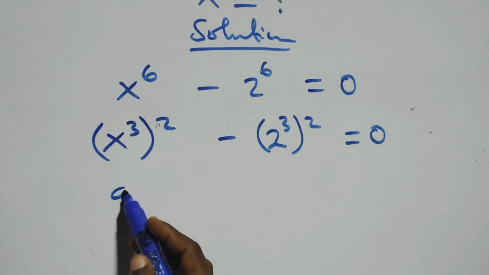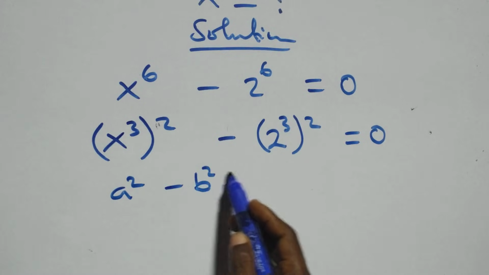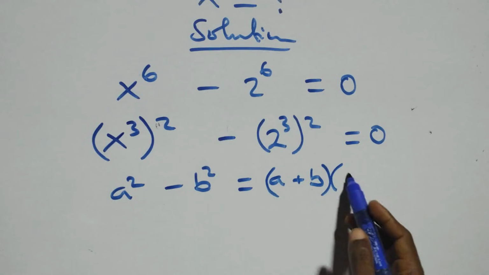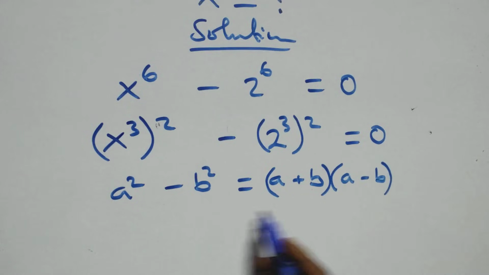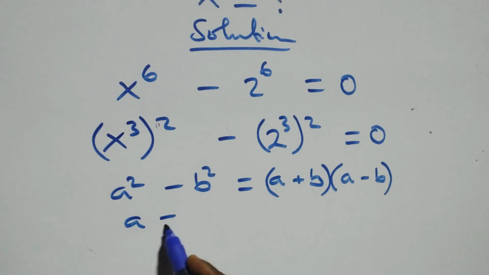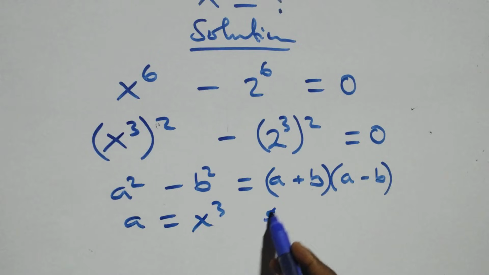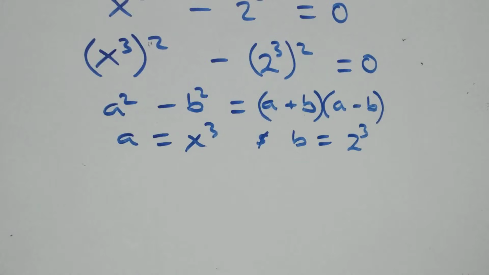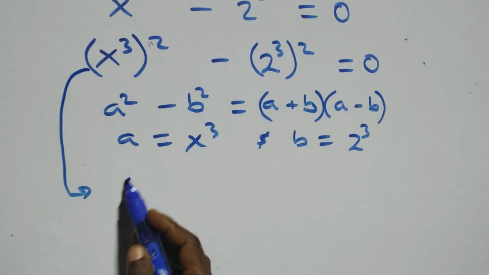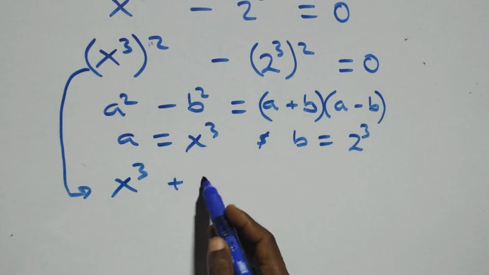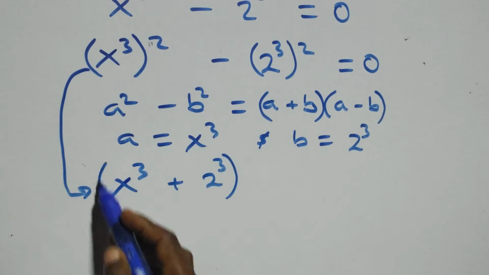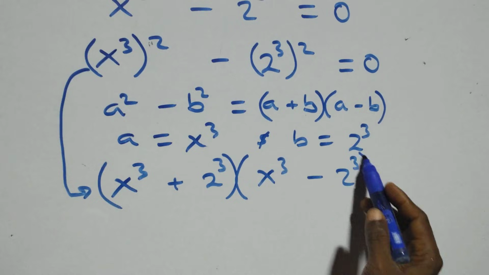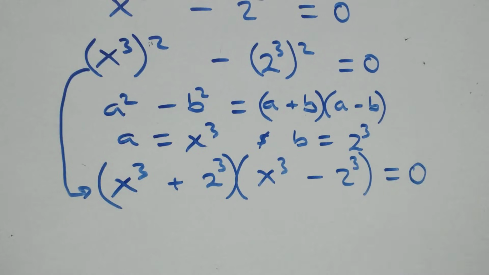And this follows when we have a square minus b square, which is the same thing as open bracket a plus b close bracket, then open bracket a minus b. This here, a standing as x raised to power 3 and b standing as 2 raised to power 3. This, what we have here, becomes x raised to power 3 plus 2 raised to power 3 in brackets, also open bracket x raised to power 3 minus 2 raised to power 3 close bracket equals 0 here.